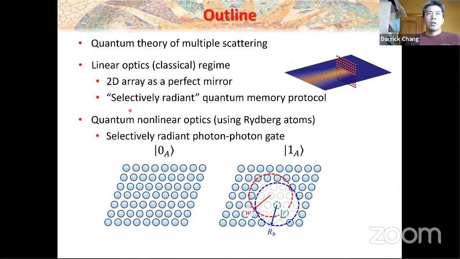I'll then describe how you can turn that mirror into some kind of nonlinear system in order to generate strong photon-photon interactions and implement a selectively radiant photon-photon gate. And then at the end, if I have time, I'll try to give some perspective on what interesting phenomena can arise from the multiple scattering in the many-body limit.